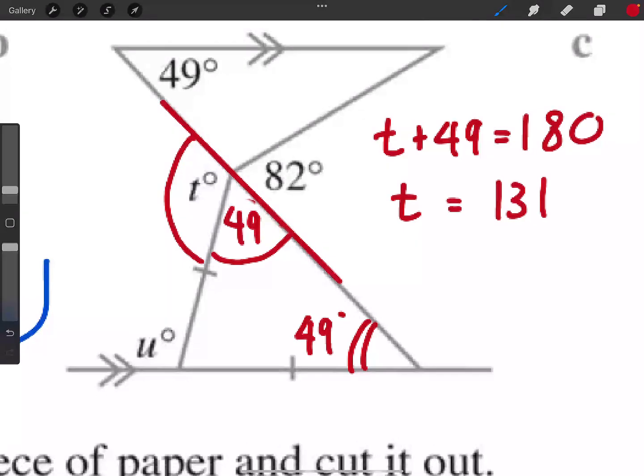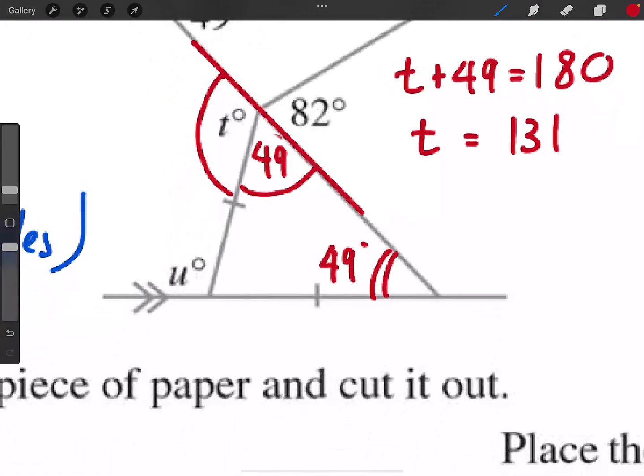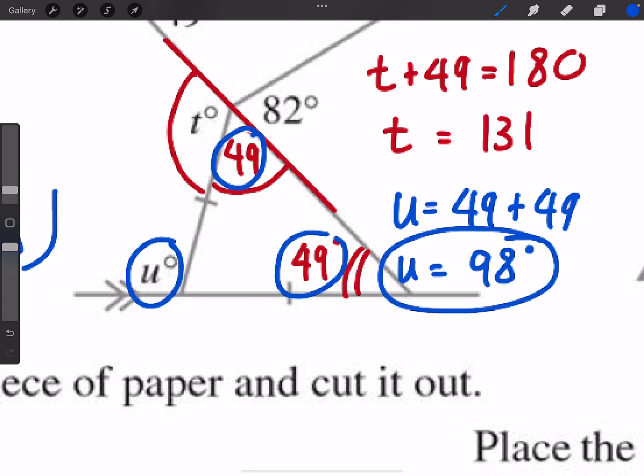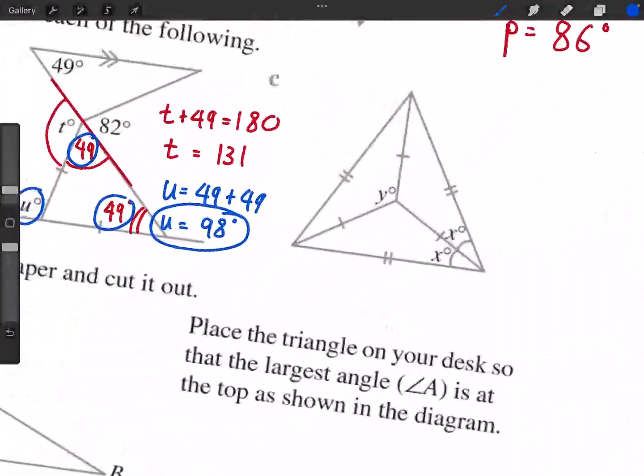Now, what else do we need? Oh, we need to find U as well. Okay. Now remember, these are exterior angles. This plus this will give me this, exterior angles. So U is equal to 49 degrees plus 49 degrees. So U is equal to 98 degrees. Done. There you go.